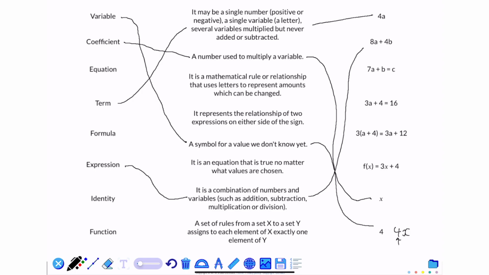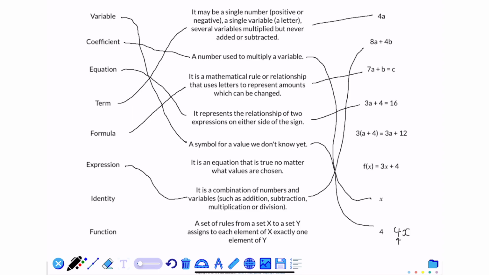An equation represents the relationship between two expressions on either side of an equal sign. So a good example of an equation would be 3a add 4 is equal to 16, since I can solve this in order to find out the value of a. Whereas a formula is a mathematical rule or relationship that uses letters to represent amounts which can be changed. And my example of a formula here is 7a add b is equal to c. By changing the values of a and b, c will alter accordingly.